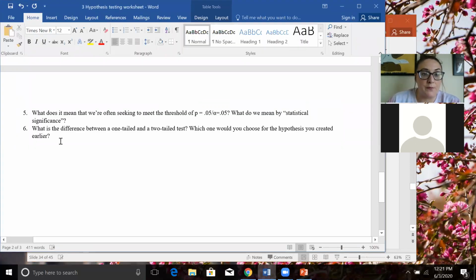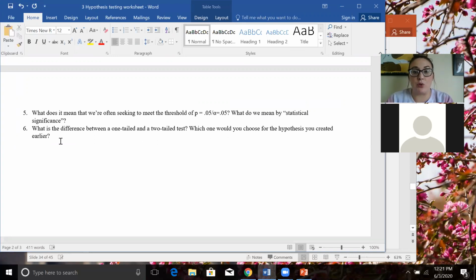Then lastly, this question about what's the difference between a one-tailed and two-tailed test, and which one would you choose for the hypothesis you created? You're going to want to revisit the earlier slides when I talk about constructing hypotheses, where I discuss this directional versus non-directional distinction, and apply that to one-tailed versus two-tailed. Most basically, if you use a directional prediction, you can use a one-tailed test. If you're going non-directional, meaning that you're not sure if your correlation is going to be positive or negative, you use two-tailed. But what I would like you to do is think about why directional hypotheses apply to this one-tailed, two-tailed distinction for statistical significance assessment.